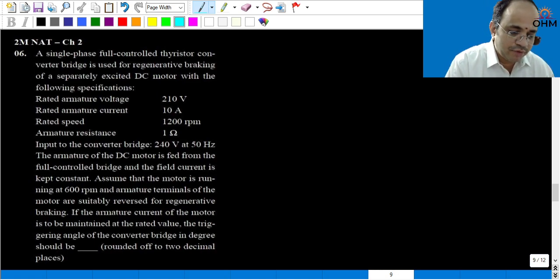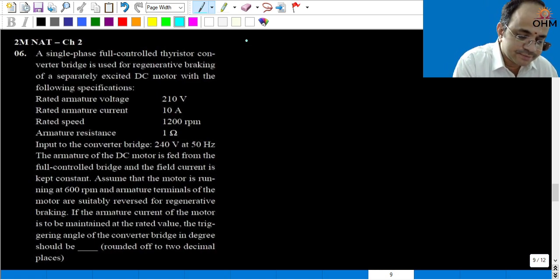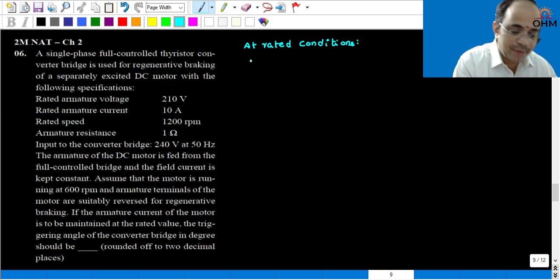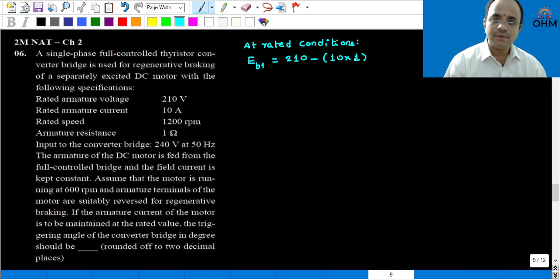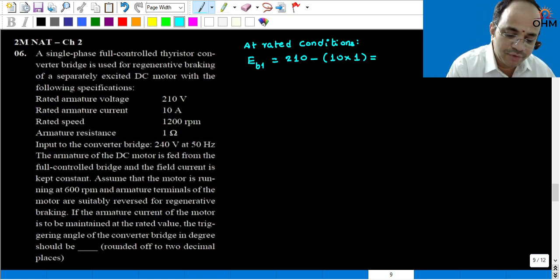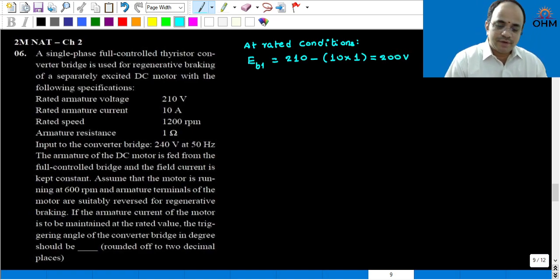Okay. So what we will do at rated conditions, let us find out back EMF and let us call this EB1, that will be terminal voltage minus armature drop. Armature drop will be 10 ampere into 1 ohm. So 210 minus 10 will give you 200 volt.